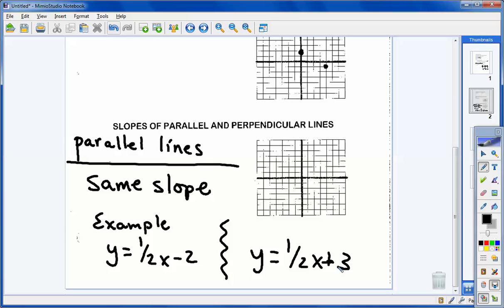We just got done saying that, hey, if the slopes are the same, we believe that those two lines are going to be what kind of lines? Parallel, right? Okay, so let's do this quickly. Let's go ahead and graph this first example, y = 1/2 x minus 2. Kids, help me out. What's the y-intercept going to be in the first example? 2. What kind of 2? Negative.